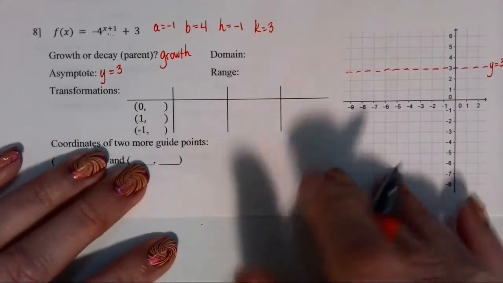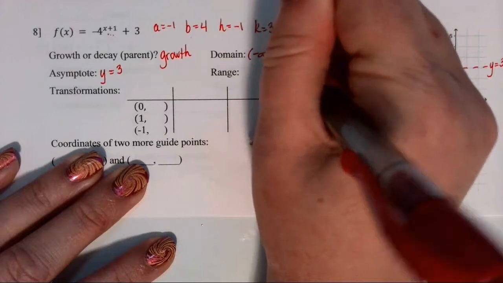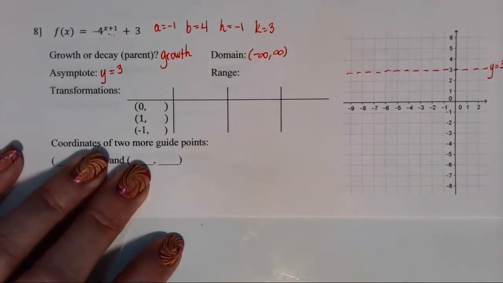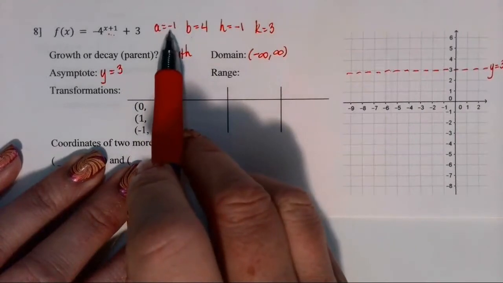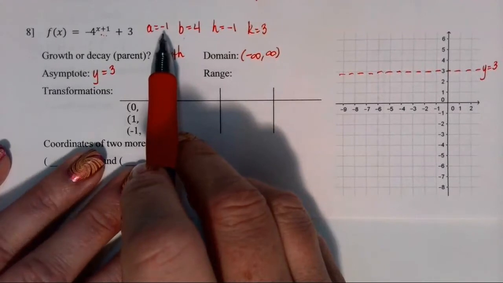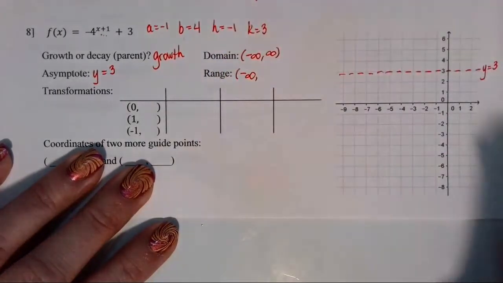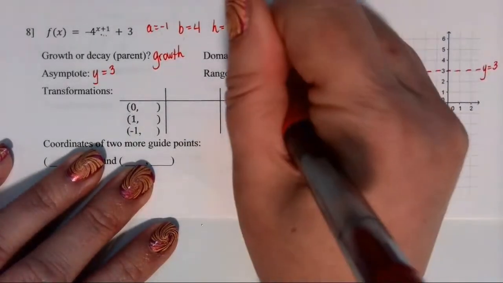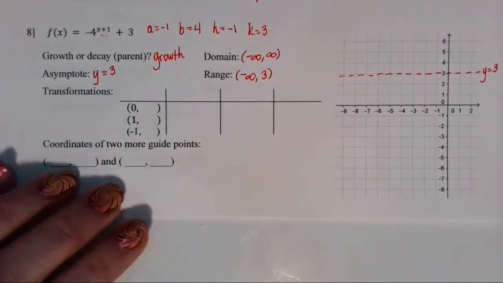And the domain of every exponential function is all real numbers, so the interval -∞ to ∞. The range, because a is negative, there's been a reflection in the x-axis, and so the range is going to be starting at -∞ and then heading up to, but not including, that horizontal asymptote at 3.